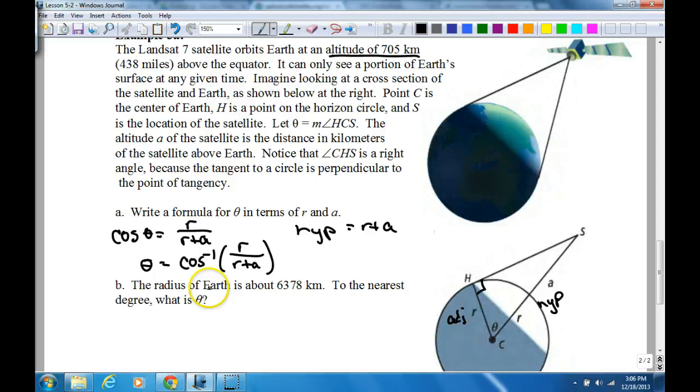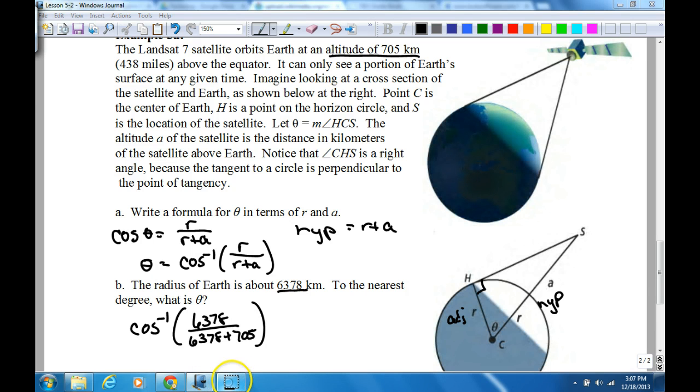Part B says the radius of the Earth is 6378. To the nearest degree, what is theta? Do we know what A is? Yes, we do. Look back at the story problem. 705. So what I'm going to do is have 6378 on the top, and then 6378 plus 705 inside parentheses, and then cosine -1 on the outside. Theta ends up being 25.7 degrees.